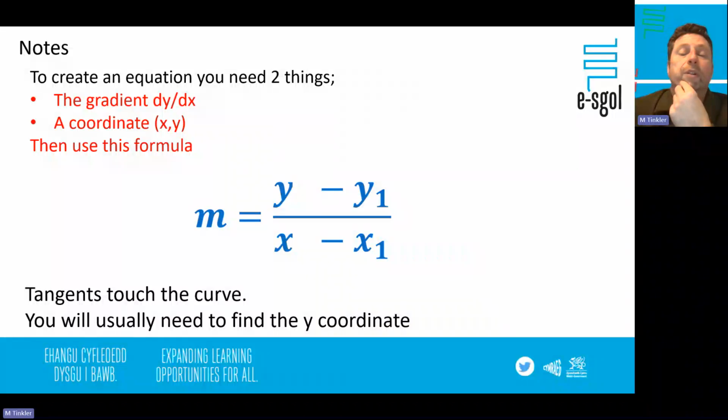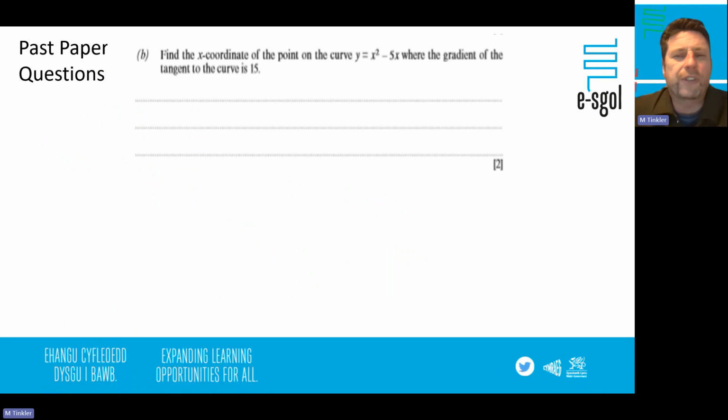Most of the questions, although not my first one, give you an x coordinate for a very cheap, easy mark on additional maths. And it's often the case on AS maths as well. You have to find the y coordinate. So this first question is different to the rest. I think it's from the 2012 or 2013 paper, one of the early papers.